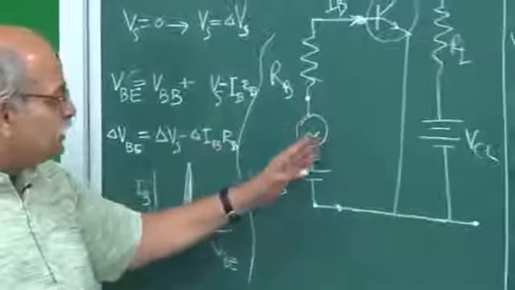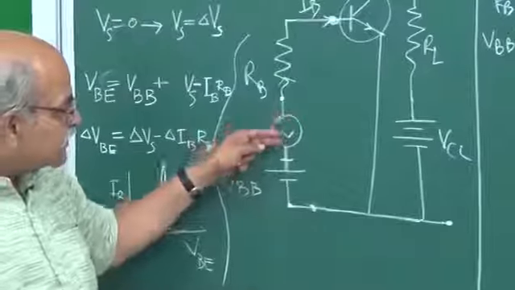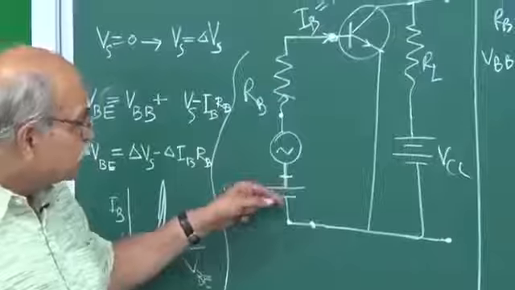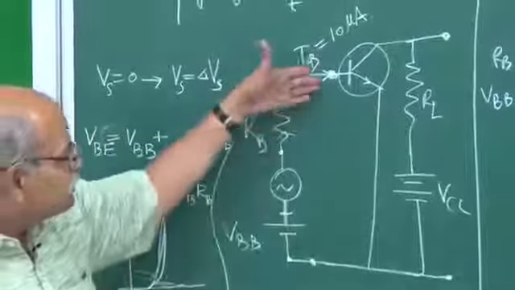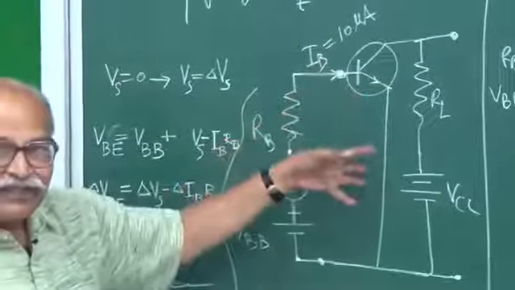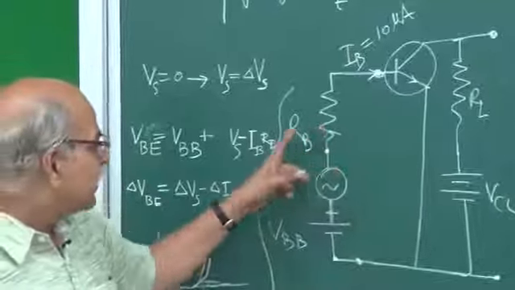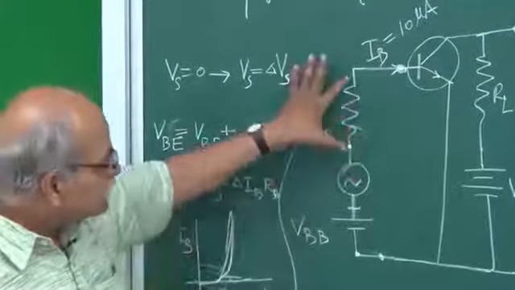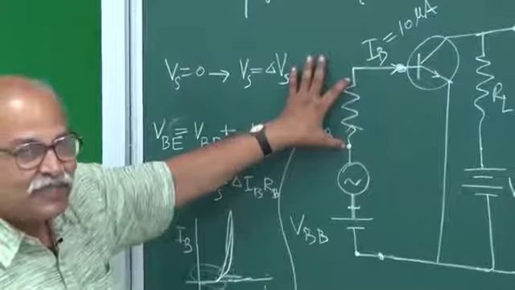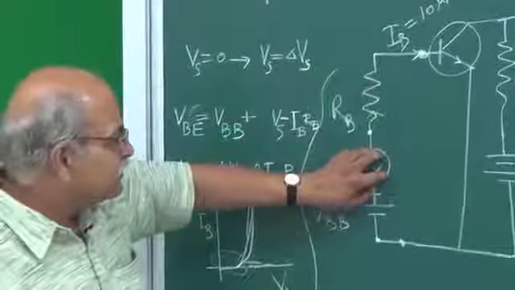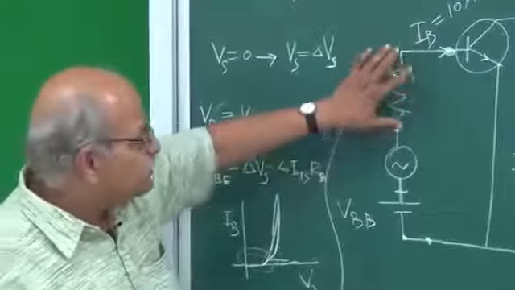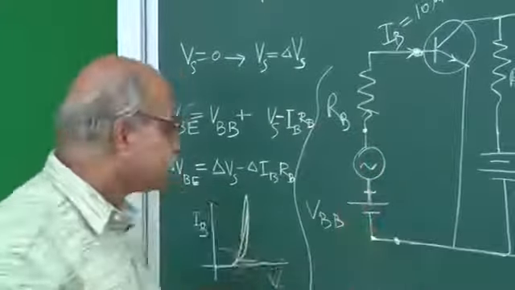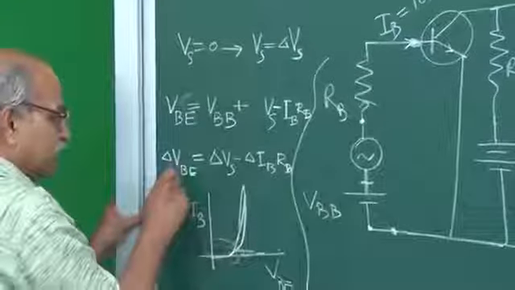But how can that be? If I am putting a signal here of, let us say, 0.5 volts, and this is let us say 3 volts, is it not 3.5 volts? How can this VBE remain the same? That is because of the current here. The current changes, this drop changes. VBE almost remains the same. Whatever change you bring here, correspondingly the current changes and this drop also changes to keep VBE almost the same.